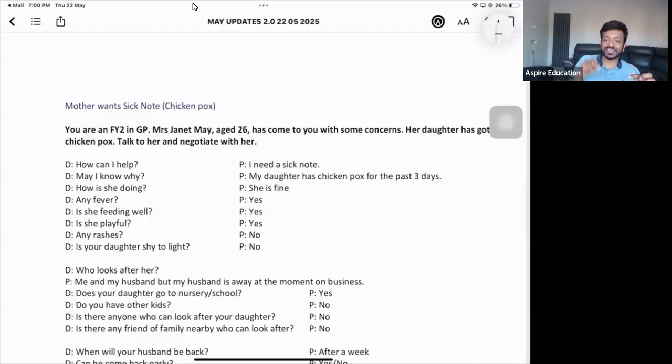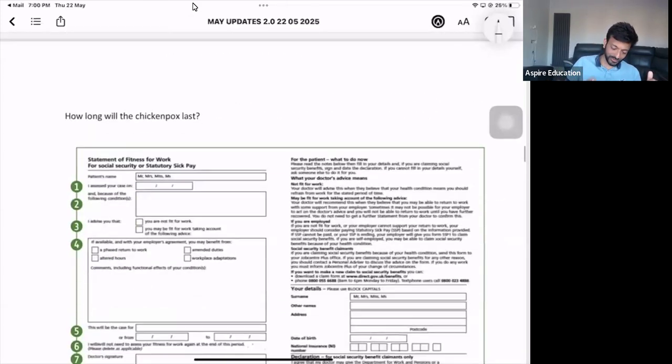But now she has changed the history a bit in the cubicle. She says, I've already used my one week of self-certification because I was feeling under the weather last week. I had a runny nose and a fever, so I didn't go to work and I self-certified. And now my daughter has got chickenpox and I have to look after her, so I need a sick note. So you may have to fill in this form in the exam. Okay.